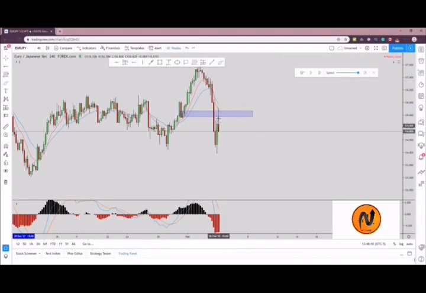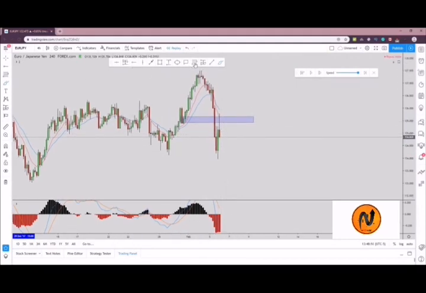Now, after a candle like this, you can't just place your short order. Okay, so you will wait for this retracement. After this rejection, we can place our order. And how can we place our order?